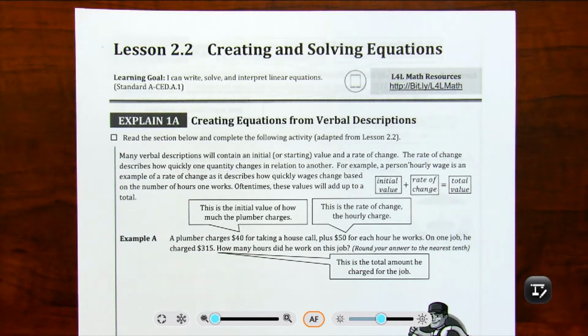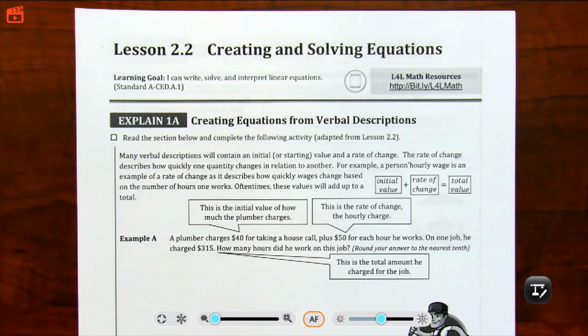Hello class, this is lesson 2.2, creating and solving equations. The learning goal is to write, solve, and interpret linear equations. And we're going to be going through a few examples and some basic equation structures that we're going to be using throughout this lesson.